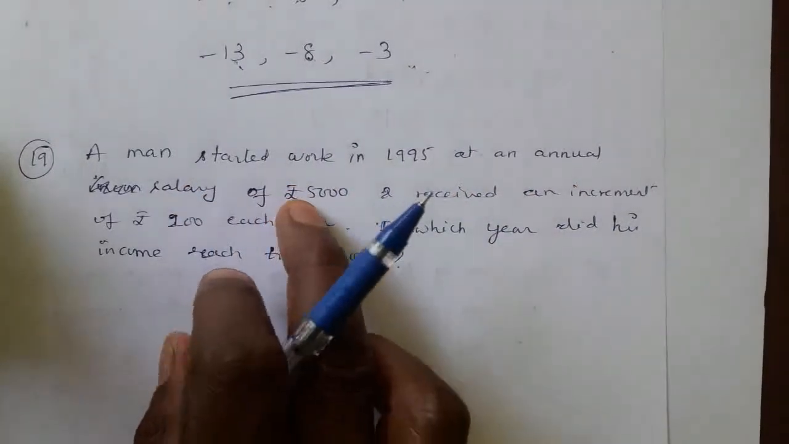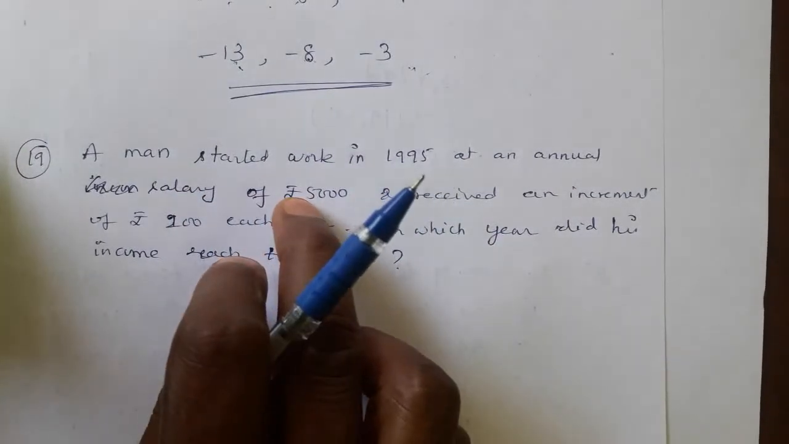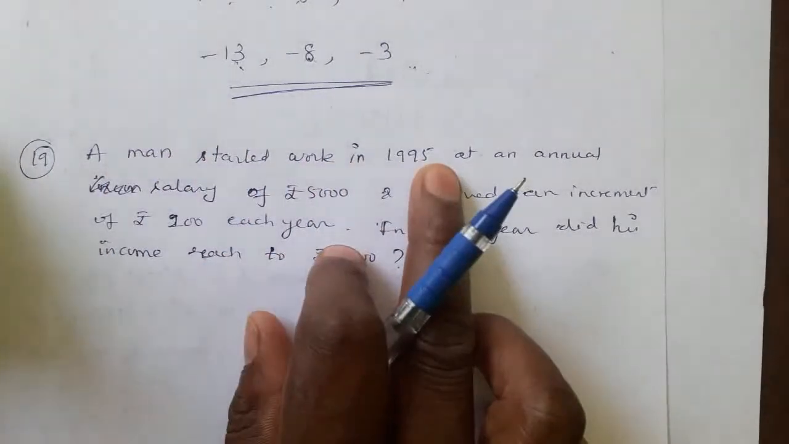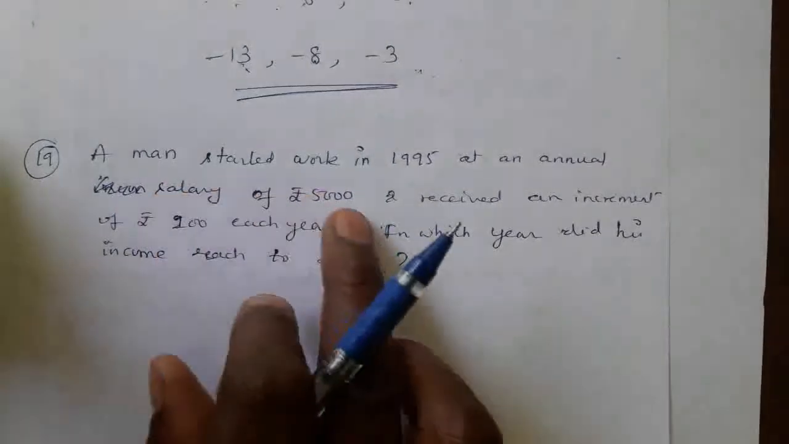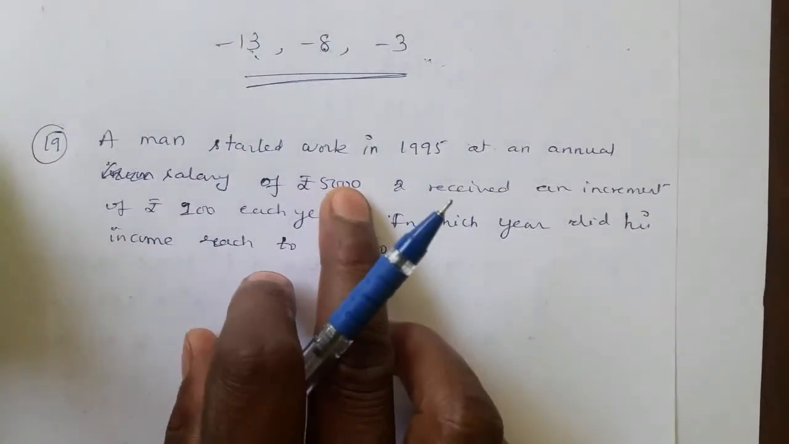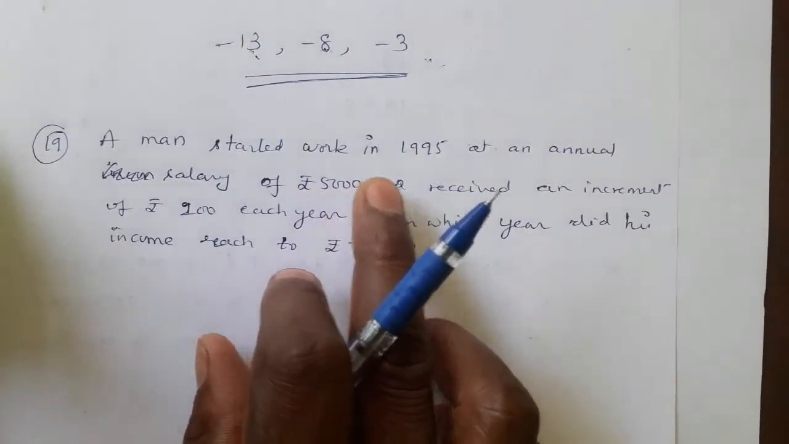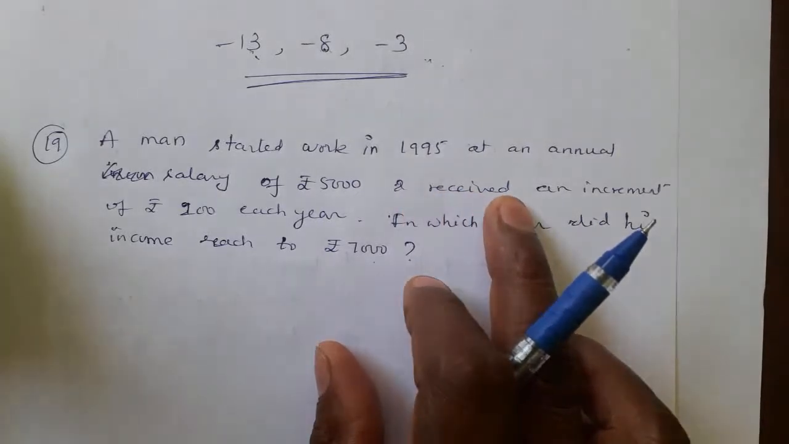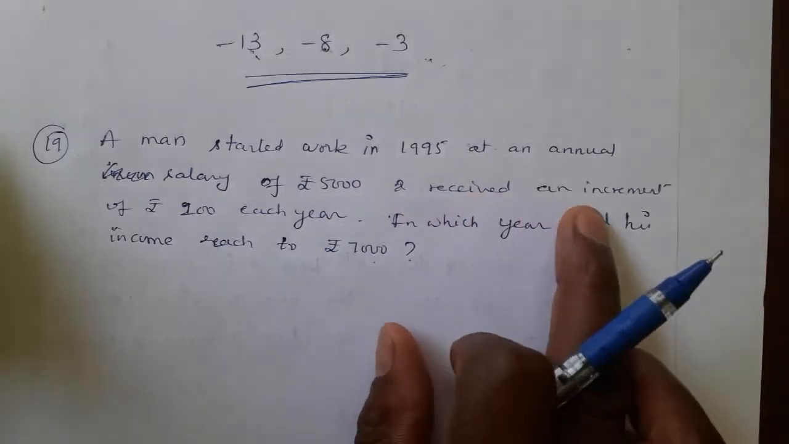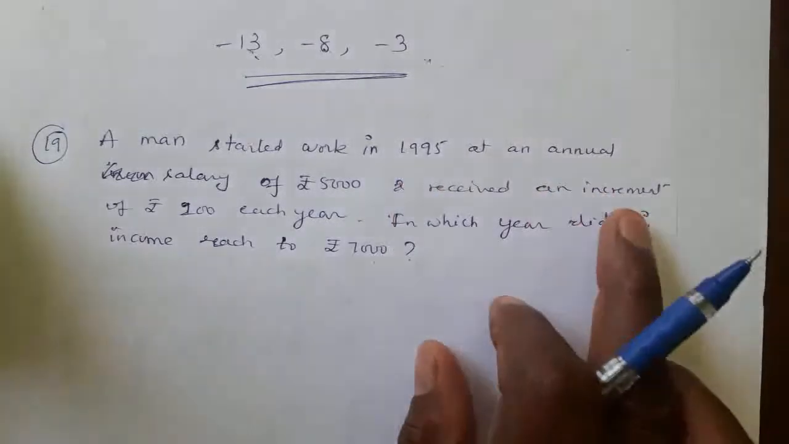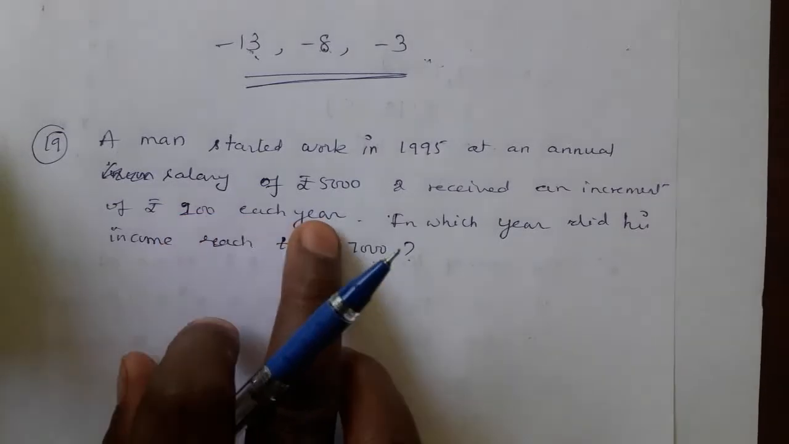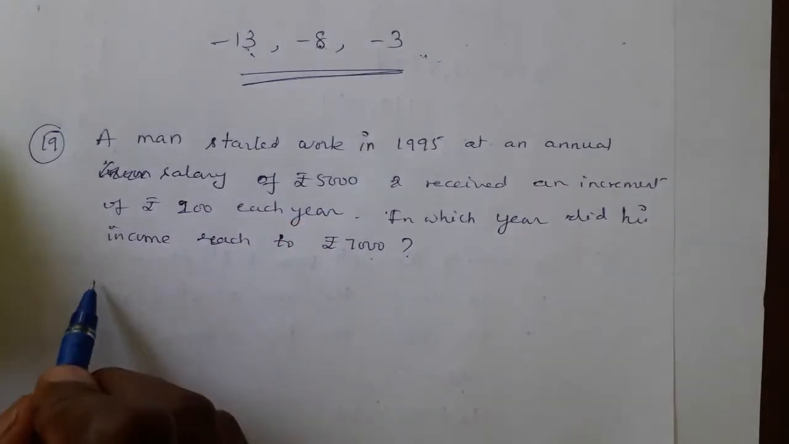It's okay. It is just a problem, to understand the concept of an application problem. A man started work in 1995 at an annual salary of 5,000. So yearly he is getting 5,000 rupees. But that same company where he was working was increasing the salary every year by 200 rupees. So every year he was getting 200 rupees increment. So we start this AP now.